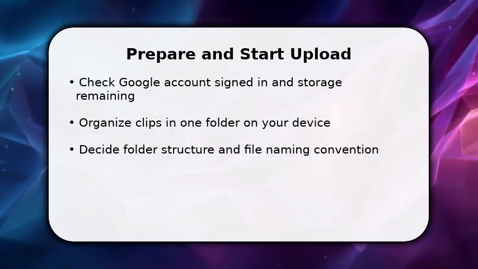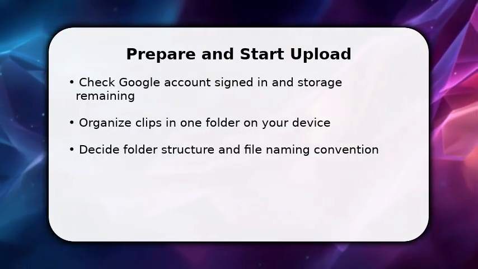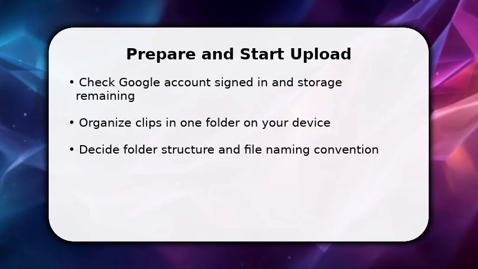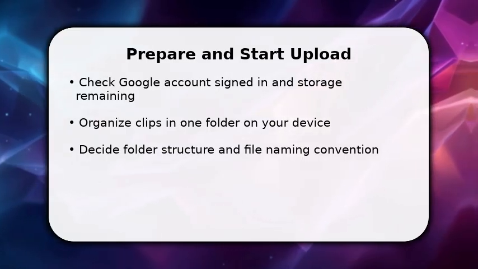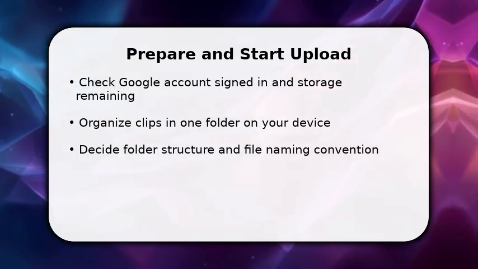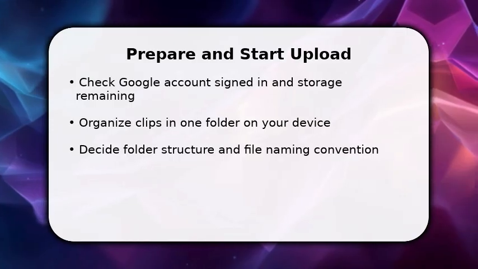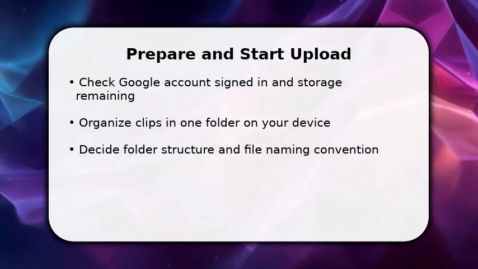You start by confirming you're signed into the right Google account and have enough storage. This matters because uploads pause when you hit limits. Next, gather your clips into a single local folder and apply consistent names so you can find versions later.